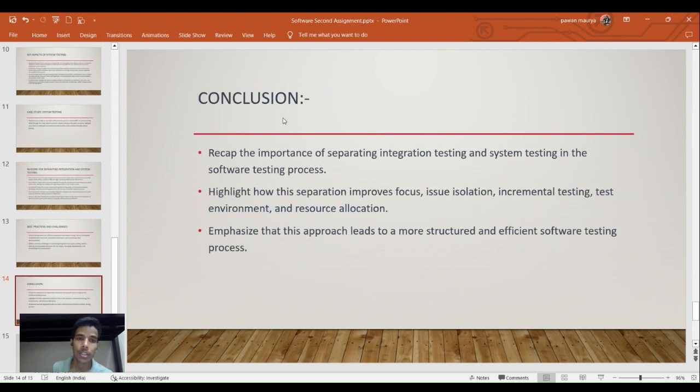Conclusion of integration and system testing. Recap the importance of separating integration testing and system testing in the software testing process. Highlight how this separation improves focus, issue isolation, incremental testing, test environment, and resource allocation. Emphasize that these approaches lead to a more structured and efficient software testing process.